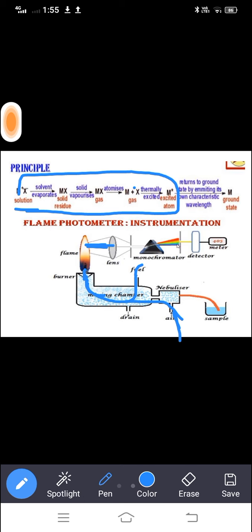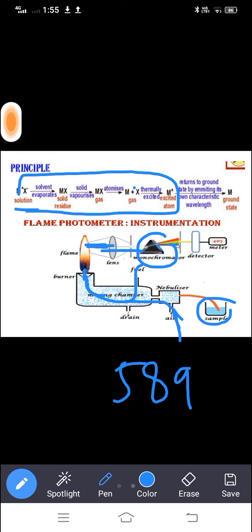Once the radiation passes through the lens, we pass it through the monochromator. Why are we using the monochromator here? Because the sample not only contains sodium, it may contain magnesium, calcium, whatever it may be, but I want to find the concentration of sodium. So in this monochromator I fix the wavelength at 589 nanometer. Once I fix it like that, the monochromator will absorb all the other radiation and pass the sodium wavelength alone. So the sodium radiation alone will pass.